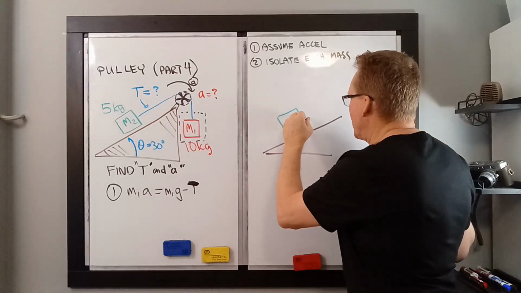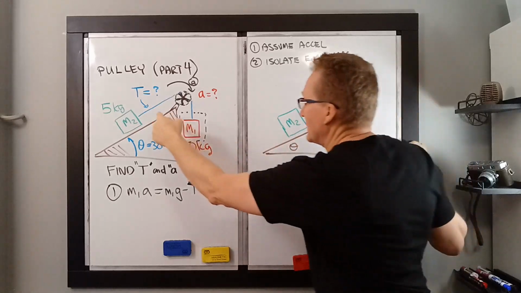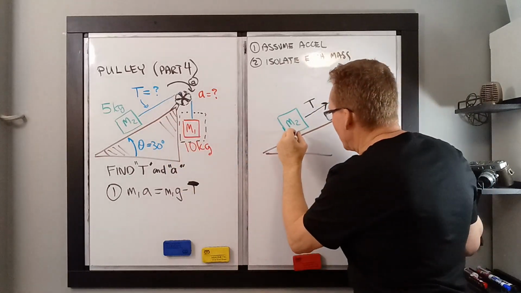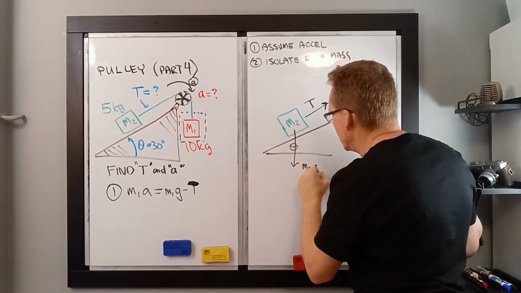First of all, we have this force. This is an obvious one. That's the tension acting straight up the incline here. That's the same tension over here. And then we have this force acting this way, which is M2G.